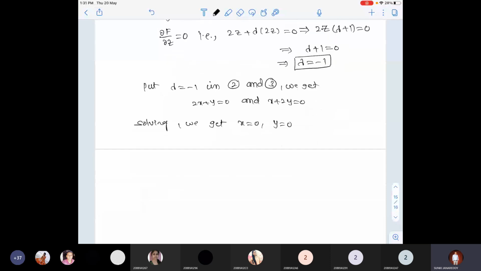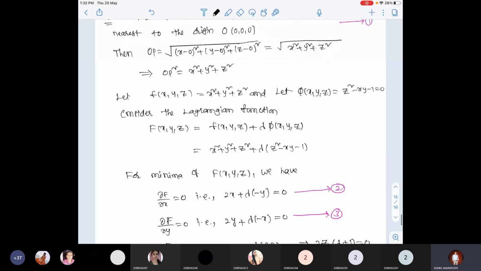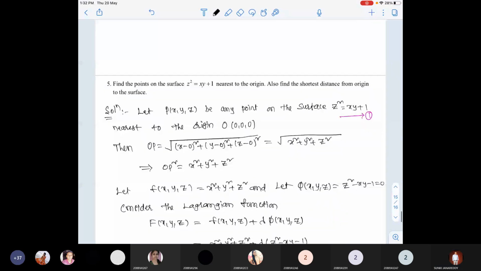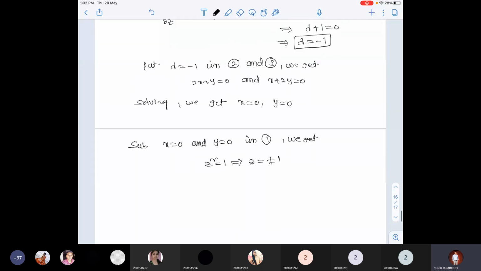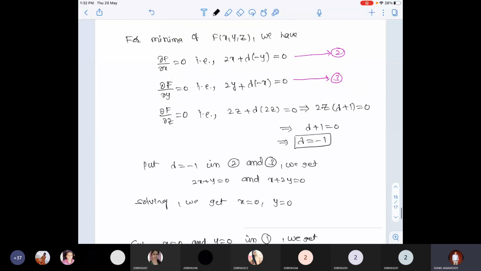Now we should substitute these values in equation number 1. Substituting x equal to 0 and y equal to 0 in 1, we get z square is equal to 1. That implies z is equal to plus or minus 1.